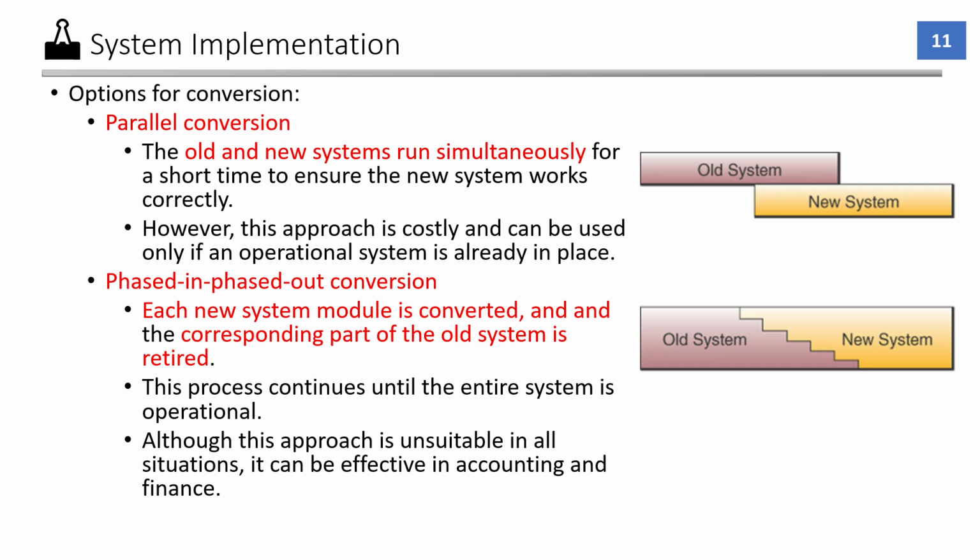Another option is phased-in, phased-out conversion. Here, the new system is introduced one module at a time. As each new module becomes operational, the corresponding part of the old system is removed. This process continues until the entire new system is fully running. This approach is commonly used in areas such as accounting and finance.